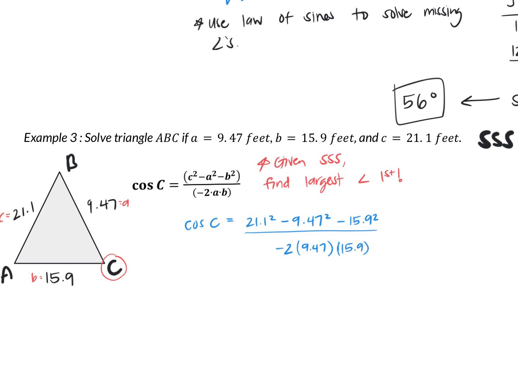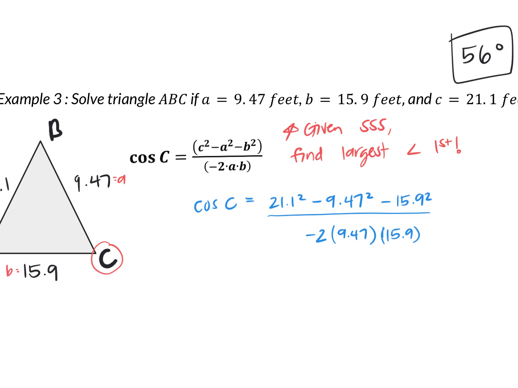Okay. Now, is this technically solving for C, or is this solving for cosine of C? That's solving for cosine of C, right? So if I want to solve for C, I'm going to have to take the inverse of whatever I get. So when you plug in the stuff on the right-hand side, you're going to get approximately -0.341094002. Okay, and if I want to solve for C, I'm going to take the inverse of both sides. So C is equal to the inverse of that stuff.